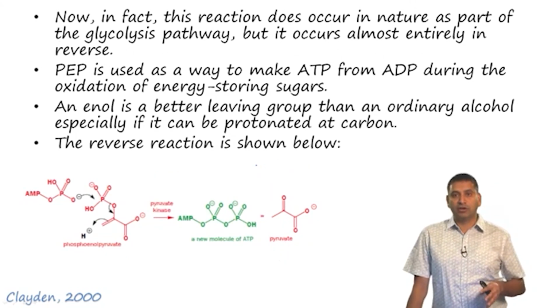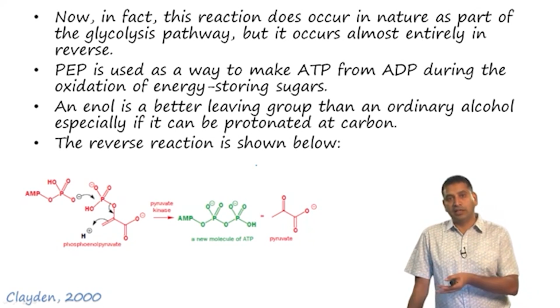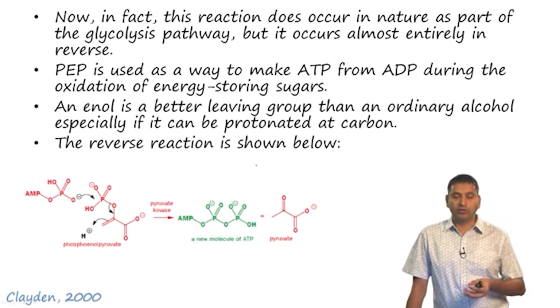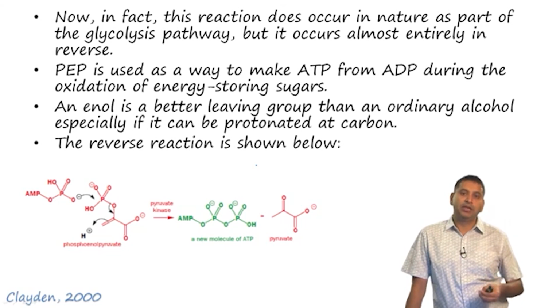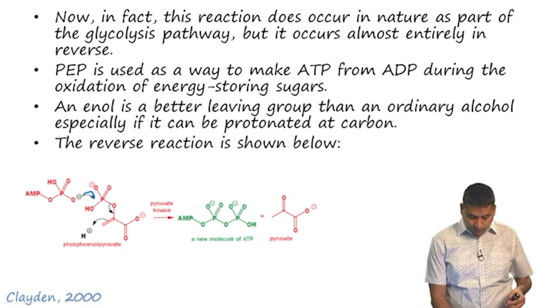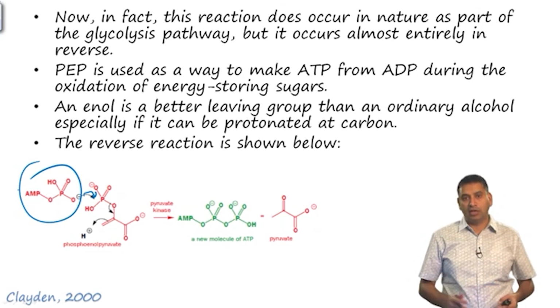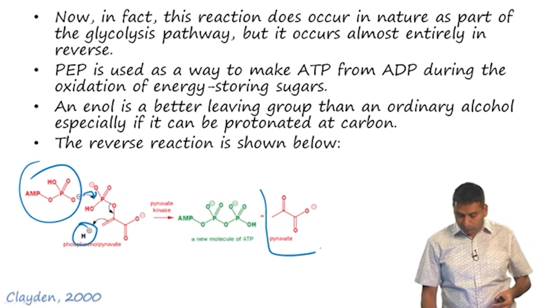Now, in fact, this reaction does not occur in nature as part of the glycolysis pathway, but it occurs almost entirely in reverse. Phosphoenol pyruvate is used as a way to make ATP from ADP during the oxidation of energy storing sugars. So, an enol is a better leaving group compared to an ordinary alcohol, especially if it can be protonated at the carbon. The reverse reaction is shown below here. Here the phosphate attacks; you can imagine that this is ADP and the phosphate attacks and kicks out an enolate, or an enol, which can pick up a proton and give you pyruvate.